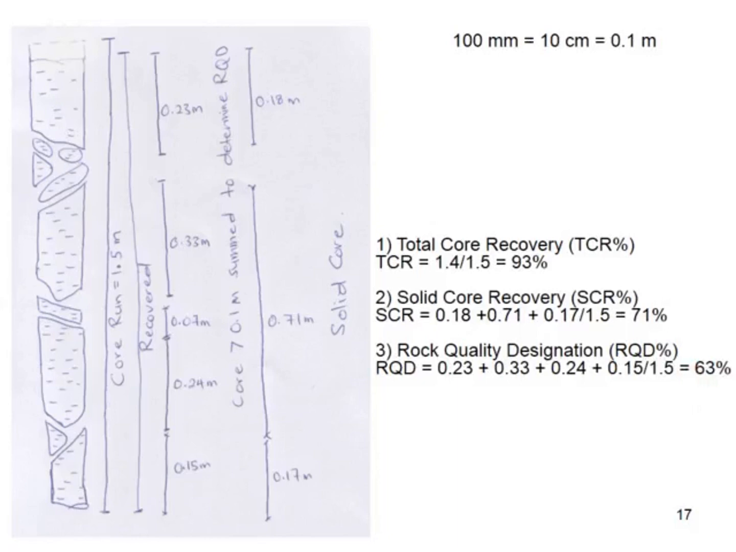And then we go to total core recovery. I will show you after this. Meanwhile, for solid core recovery, that is for a full diameter. For example, in this example, it takes 0.18, 0.71, 0.17. Maybe this example is not really clear, but I will show you another example to get a clearer picture of this calculation.